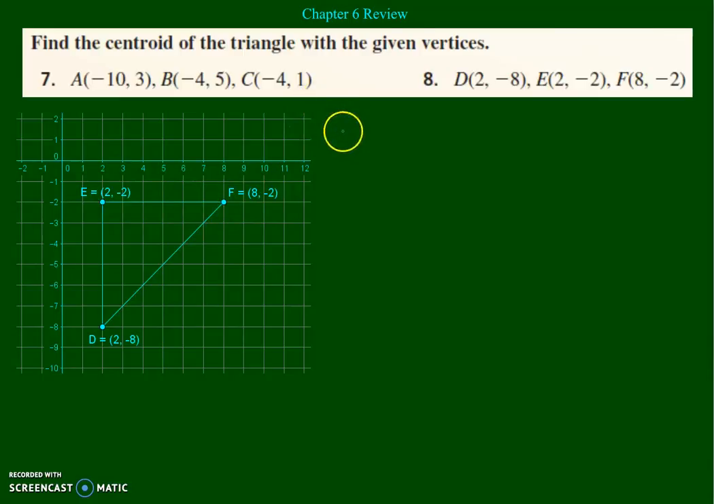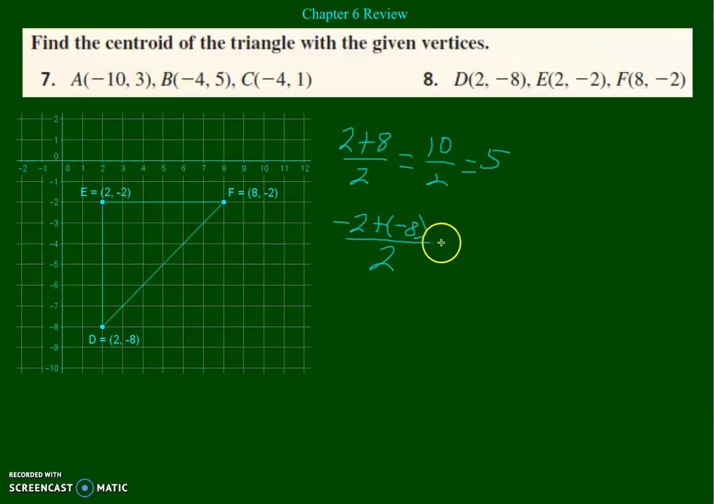We have 2 plus 8 divided by 2, which is 10 divided by 2, which is 5. And for this one, we will do the y-coordinates here. So we'll have -2 plus -8 over 2.